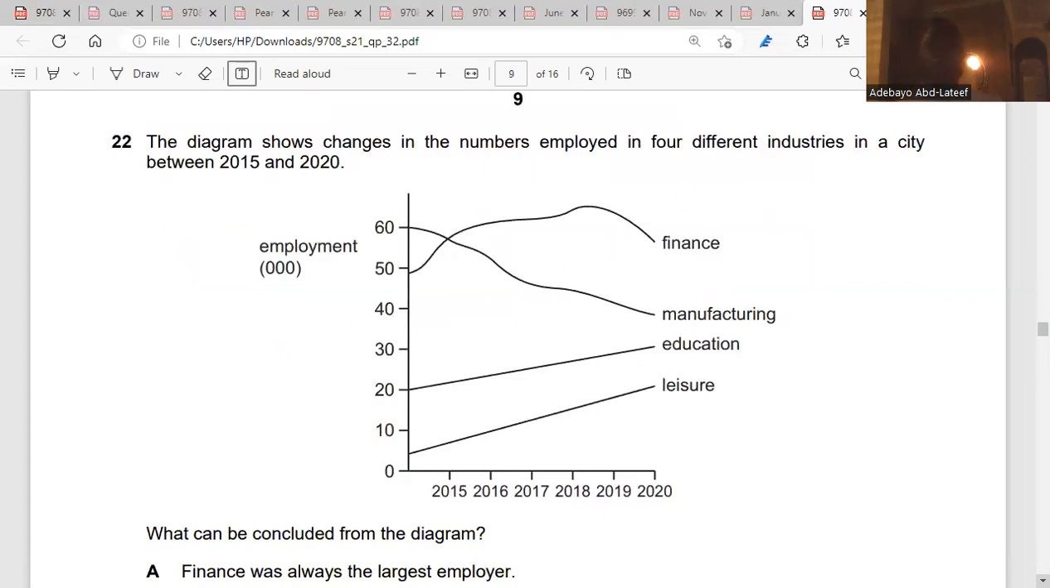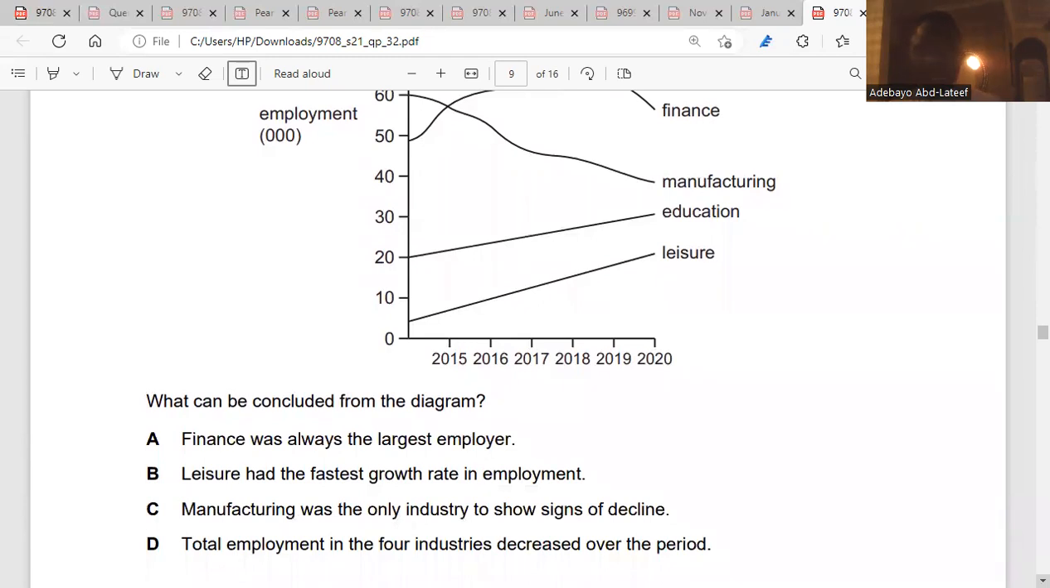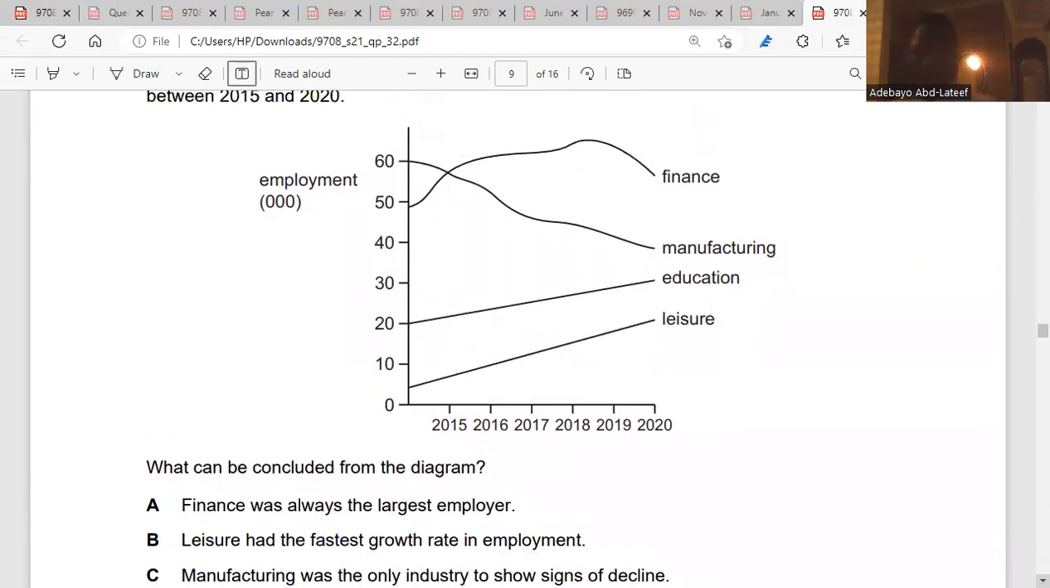Question 22. The diagram shows changes in the numbers employed in 4 different industries in the city between 2015 and 2020. What can be concluded from the diagram? Finance was always the largest employer. No, it's coming down. It declines. Finance goes up and comes down. No. Leisure had the fastest growth rate in employment.